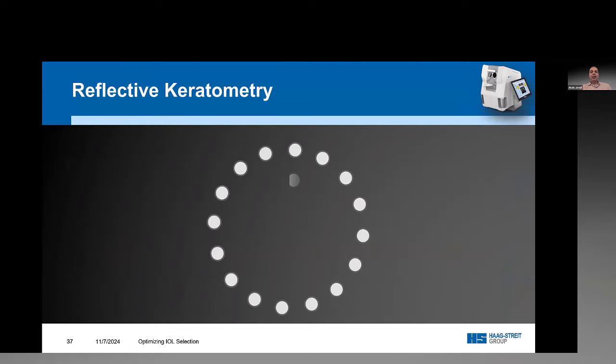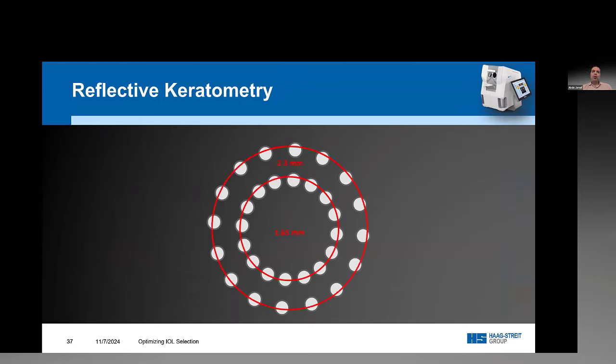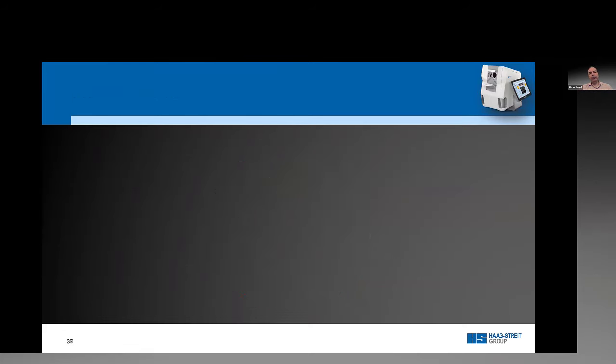Like the Eyestar, Eyestar uses dual zone reflective keratometry. And also topography simulated keratometry is part of the package. So Eyestar has both reflective and simulated keratometry. Reflective keratometry performs better than simulated keratometry with IOL calculation.